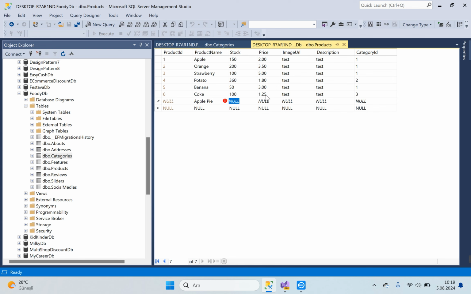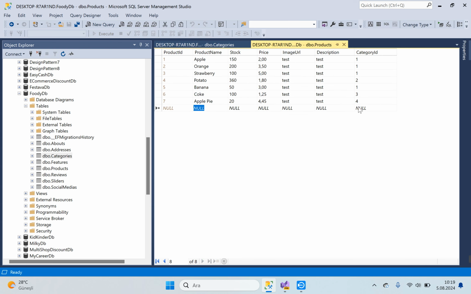Okay. Seventh product is an apple pie. Apple pie stock is 20. Price €4 and 55 cents. Image URL test, description test, category is dessert, which is 4.